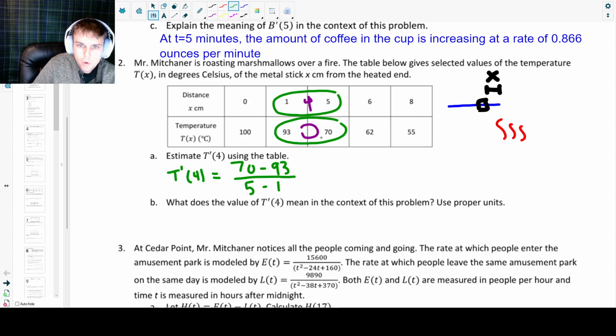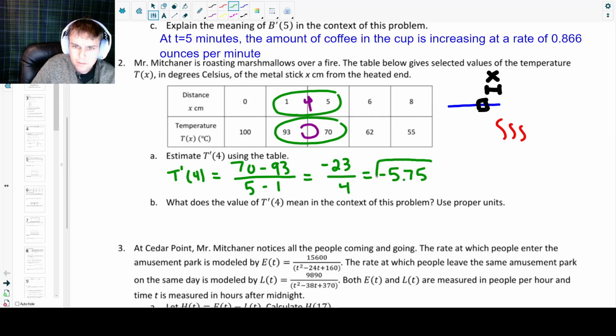We're just doing y2 minus y1 over x2 minus x1, our basic slope formula there. So a little bit of simplification, that equals negative 23 over 4. And if we divide that and get a decimal value, you can say this is around negative 5.75. And so that is our approximation. I should use an approximately equal to symbol there. This is approximately the value of our derivative at 4.